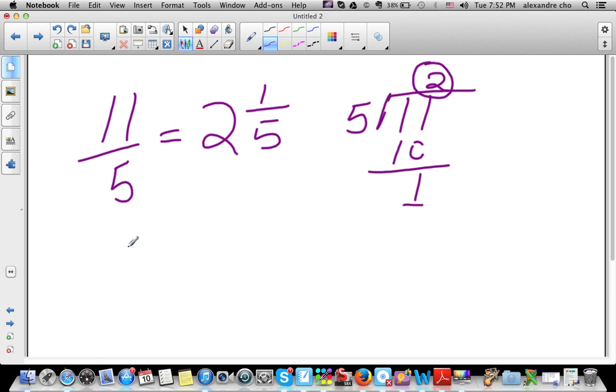Let's see how that works. So you want something that's cut into fifths. 1, 2, 3, 4, 5. Okay, so that's 1/5, 2/5, 3/5, 4/5, 5/5. Not enough yet.